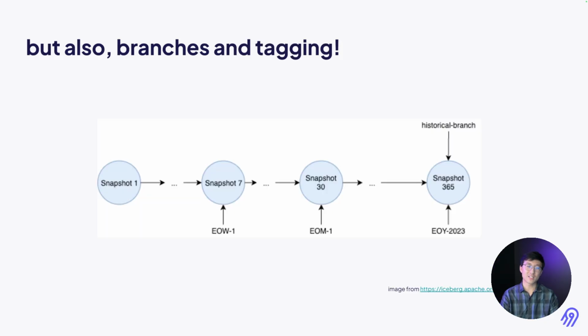Snapshots also give us the branching and tagging features of Iceberg, which if you've used Git before, this will feel very, very familiar to you again. Essentially, you can assign names to each snapshot.